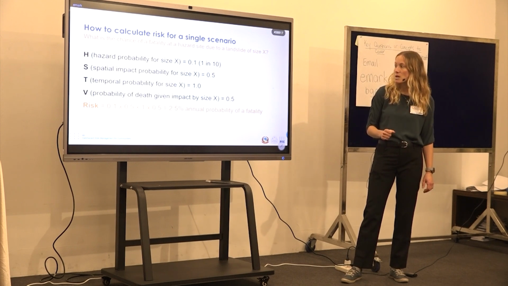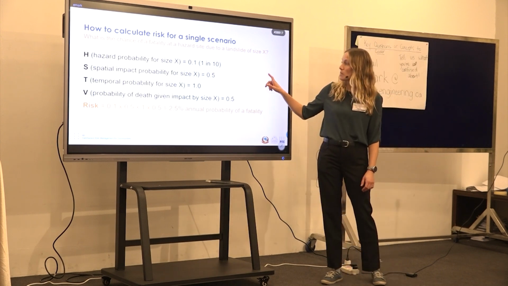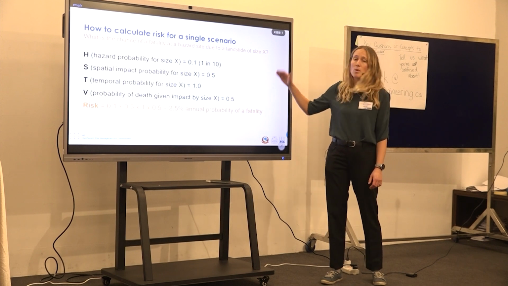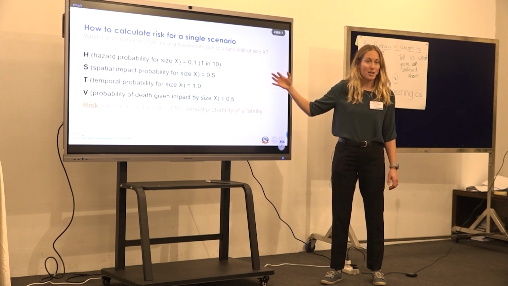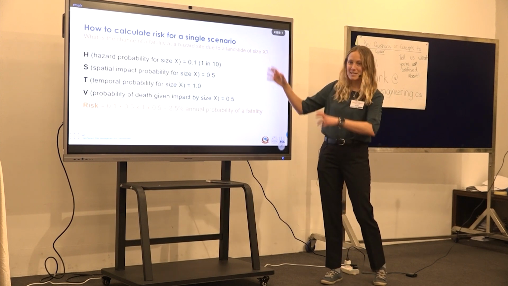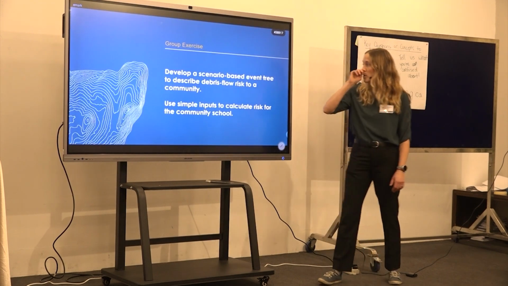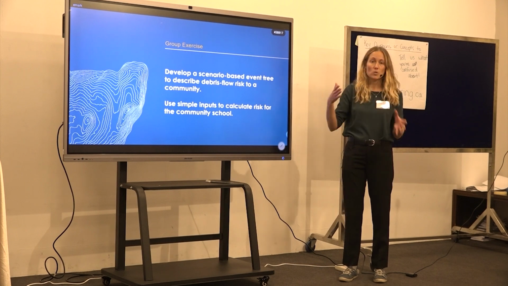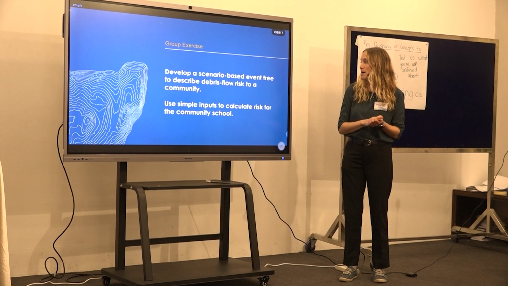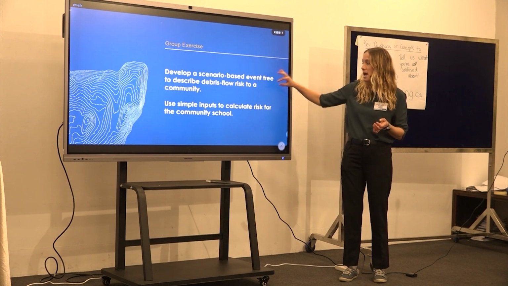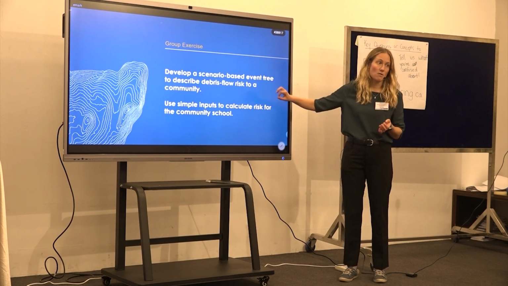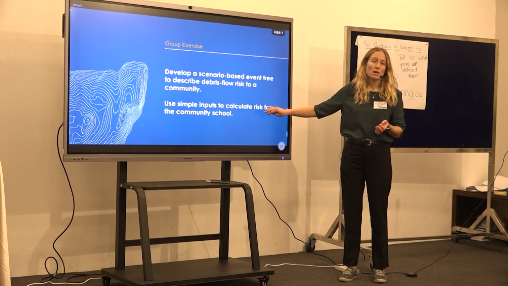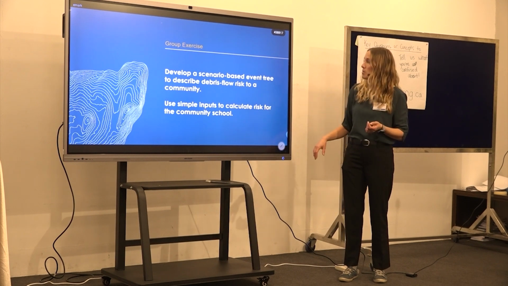At this point, I'd like to start doing the group exercise. What we're going to walk through as a group, so I'm going to put up a question on the board. Don't worry, I'm not going to set you loose to jump right to this point. We're going to break it down into steps. But what we're going to be working towards is developing a scenario-based event tree. So we're going to use this idea of scenarios, and we're going to build an event tree to describe debris flow risk for a community, and then we're going to do a simple quantitative risk assessment calculation to figure out risk for the school within this community.